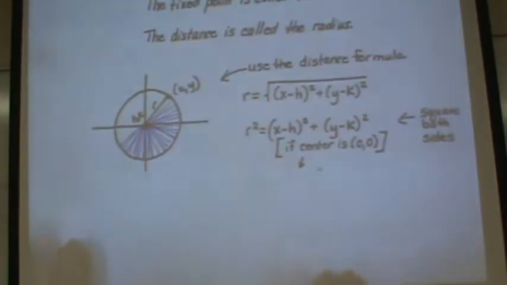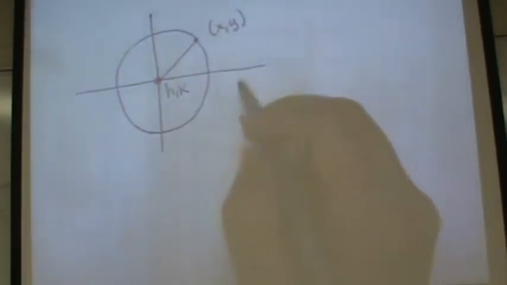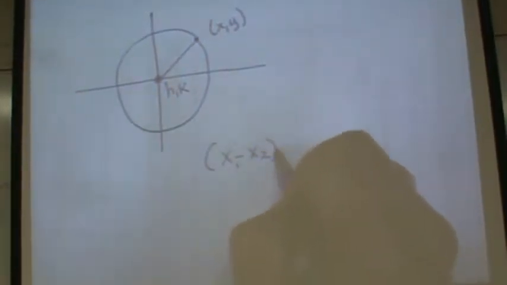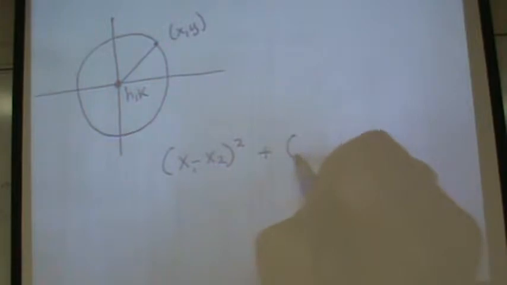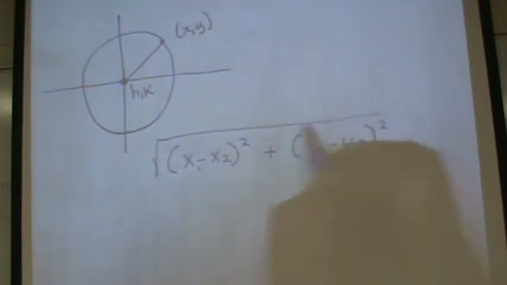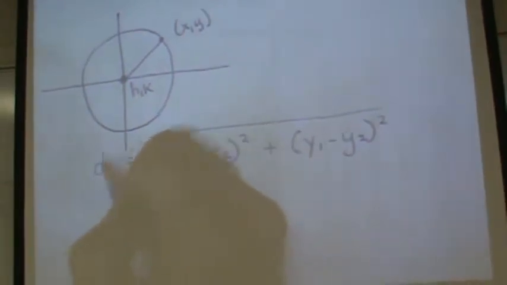Okay? Now, if you took a circle, and we call the center point (h, k), and we pick a point on the circle, which is just a random point called (x, y), if you were to use the distance formula, you guys remember what the distance formula is? It's the difference of the x's squared plus the difference of the y's squared. You take the square root, and that is the distance, that's your radius.